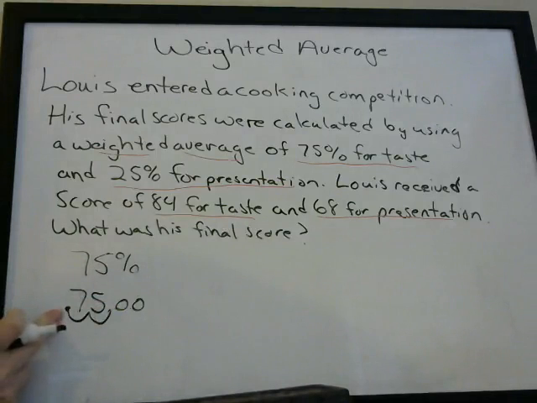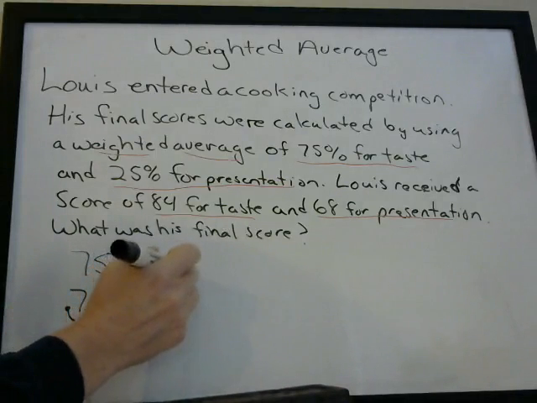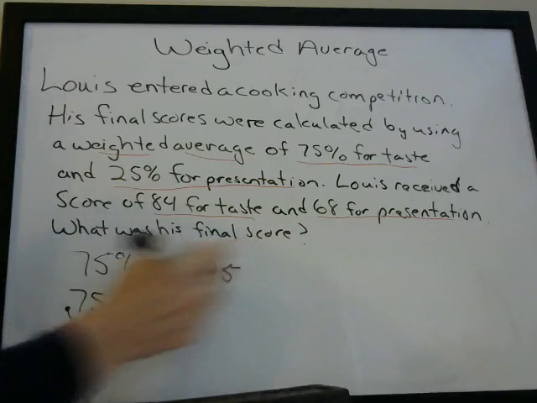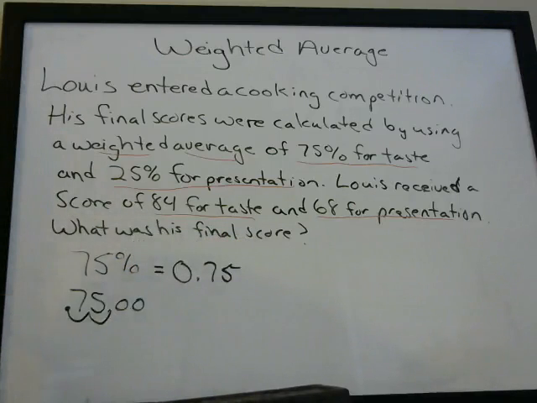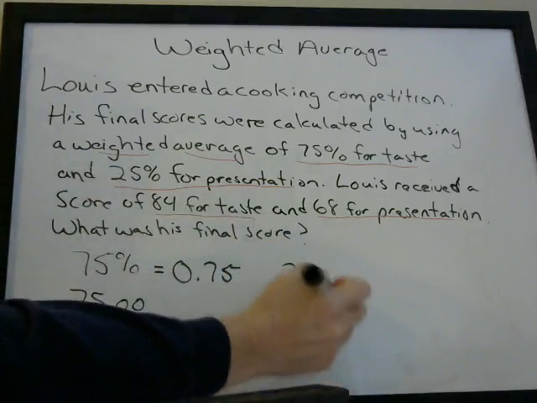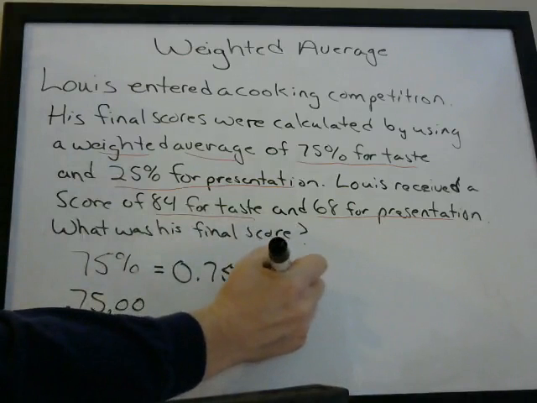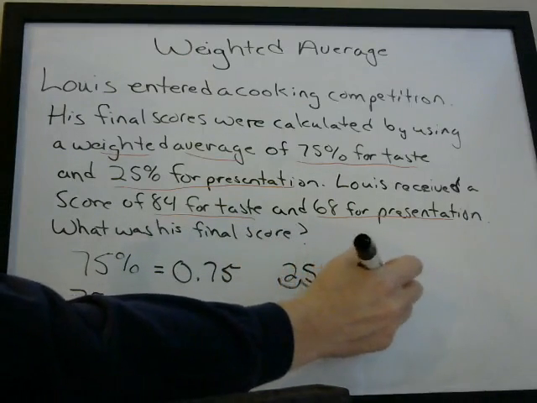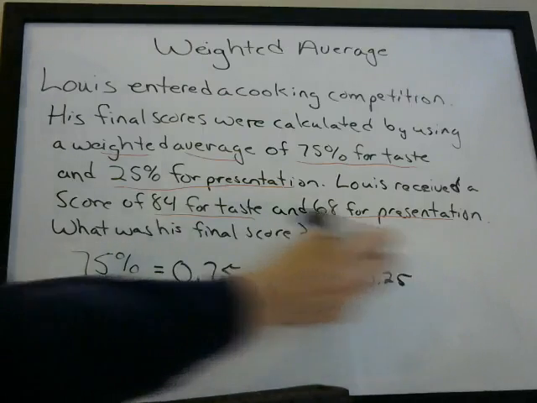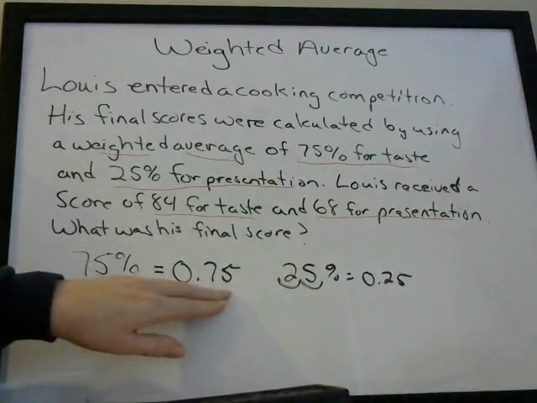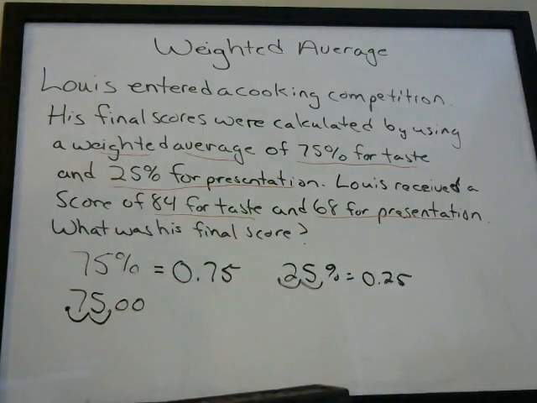So the decimal point will be in front of the 7. So 75% is the same as 0.75. So you just take the decimal point and move it to the left 2 spots. So 25%, we take the decimal point and we move it to the left. So 25% is 0.25. That we can multiply. We can't multiply percentages. We have to change them to these decimal numbers.